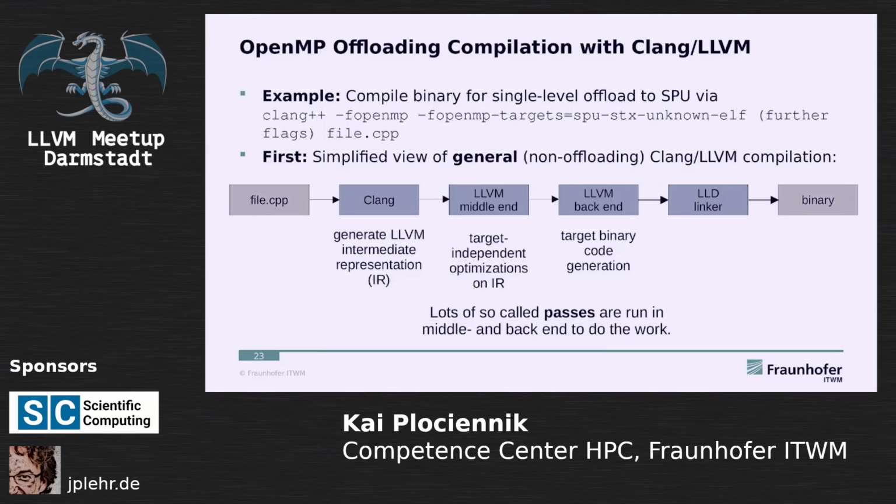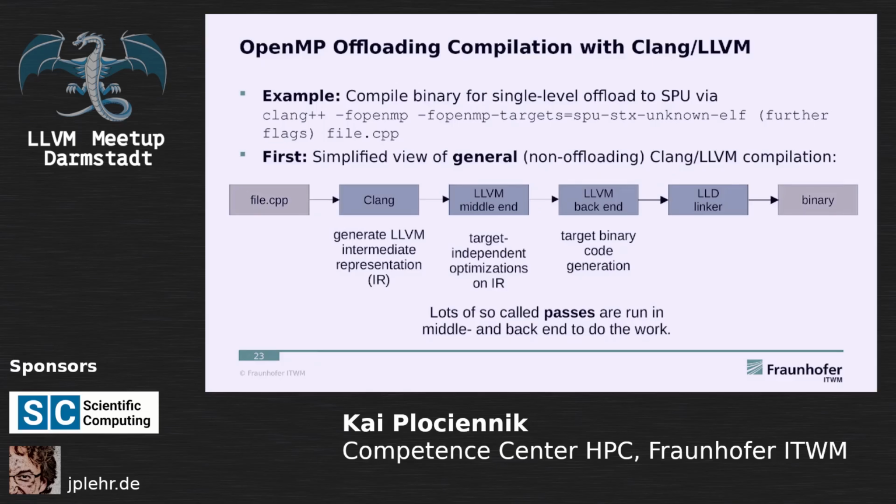Well, first, a simplified view of the general non-offloading compilation process: you start on the left-hand side with your C++ file, you put it into Clang, that's the C++ front end for LLVM, and it generates LLVM intermediate representation. That's some kind of assembly language that is target agnostic. It's reduced to the basic concepts of what each architecture should have: registers in an unlimited amount, moving data, doing address calculations, adding, multiplying, and so on.